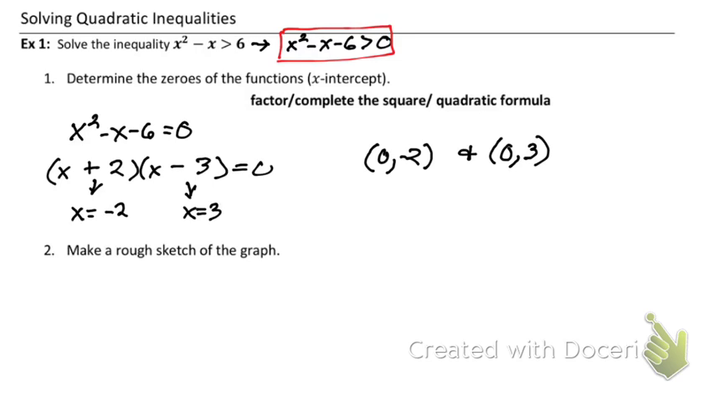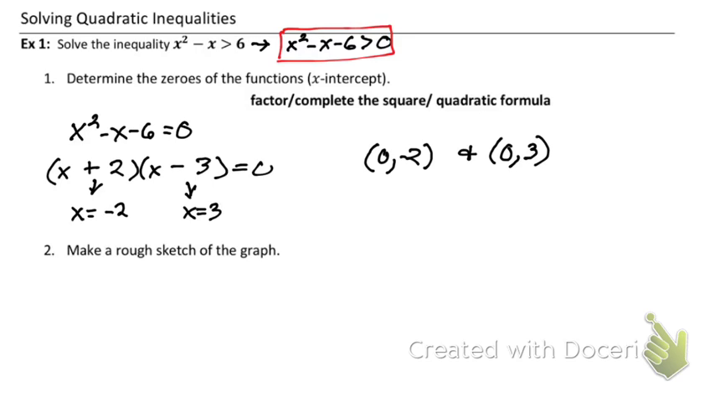Now we're just going to make a very, very rough sketch of this graph. And how rough? We're just going to plot these 2 points. I'm not even going to plot the vertex. All we need to know is, does this graph open up or does it open down? And that's my question I'm proposing to you. Does it open up or does this graph open down? Brian?